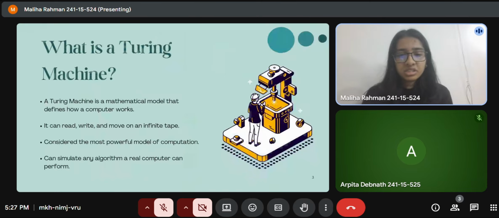What is a Turing machine? A Turing machine is a theoretical model of a computer. It can read, write, and move on an infinite tape. Because of the unlimited tape, it is very powerful. It can perform any computation that a real computer can do.